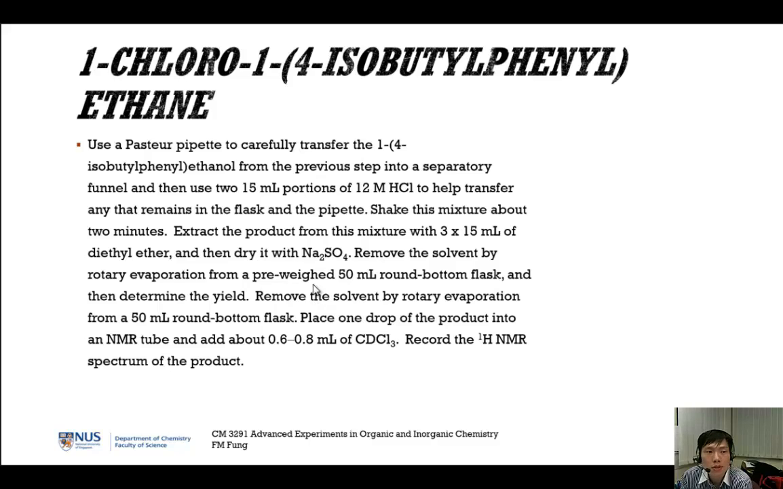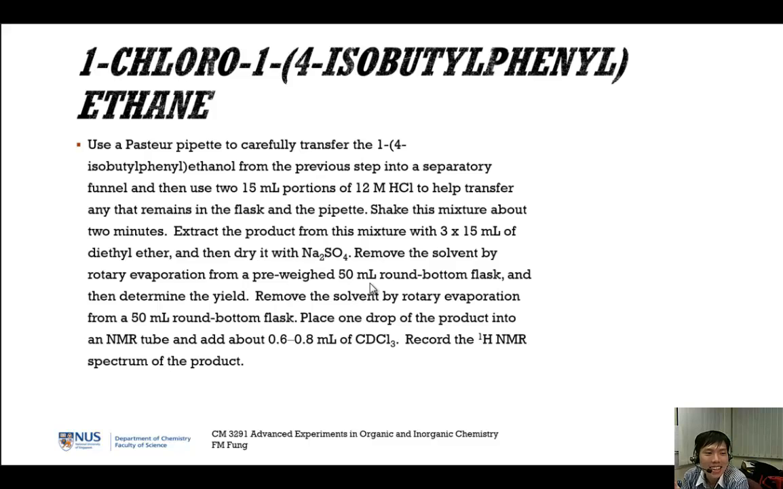Okay, again, many students forget to weigh the dry 50 ml RBF. So after they add it in, they do the rotovap, come out, yeah, I got it. Hey, what's the yield? Then they say, I forgot to take down the weight of my empty RBF. So they have to take a new dry RBF, weigh it, and then transfer everything down. And because you know that there's some remnants there, they use some of the solvent to wash it down again. So that'll be double work. Who wants to do double work? It's not fun, man.